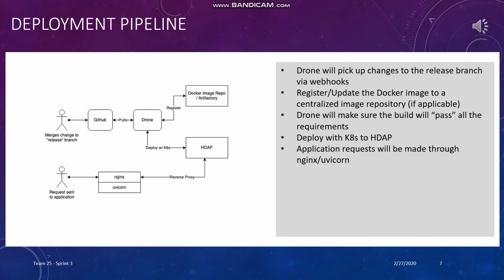So this is the deployment pipeline. When a committer merges changes to the release branch on GitHub, Drone will pick up the changes to the release branch via webhooks. This can register and update the Docker image to our centralized image repo. Drone will make sure the build passes all the requirements. This is a CI test. After that, we'll deploy with K8s to HDAP, and application requests will be made through Nginx or Uvicorn.